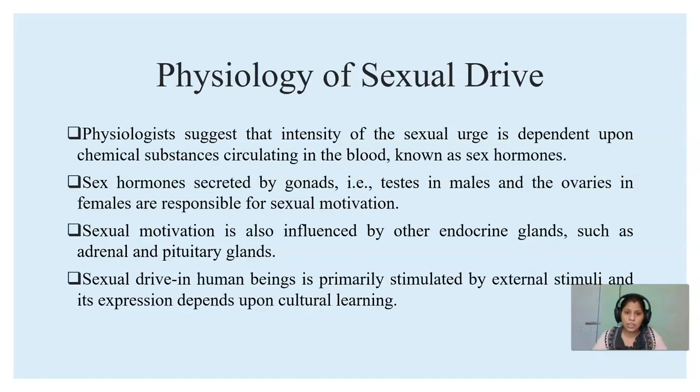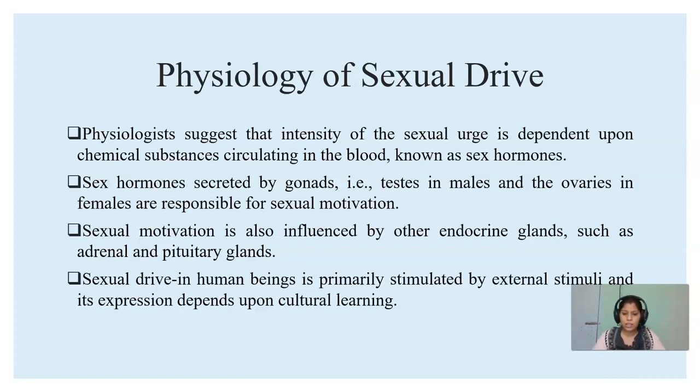Now we'll discuss the physiology of sexual drive. Sexual urges are controlled by hormones known as sex hormones. The sex hormones are secreted by gonads. In case of males, testes secrete male sex hormones, and in case of females, ovaries secrete female sex hormones. Other endocrine glands like adrenal and pituitary glands also influence sexual drive.